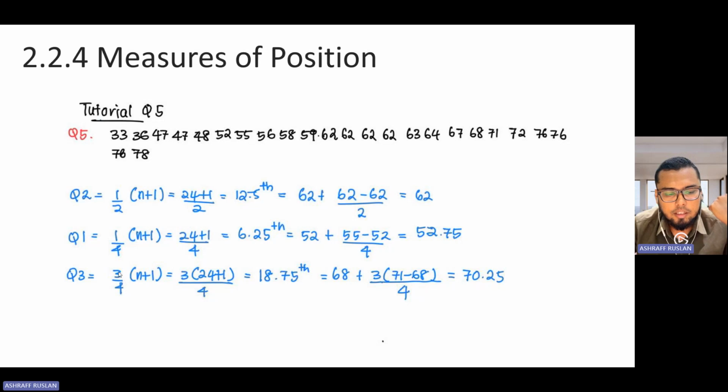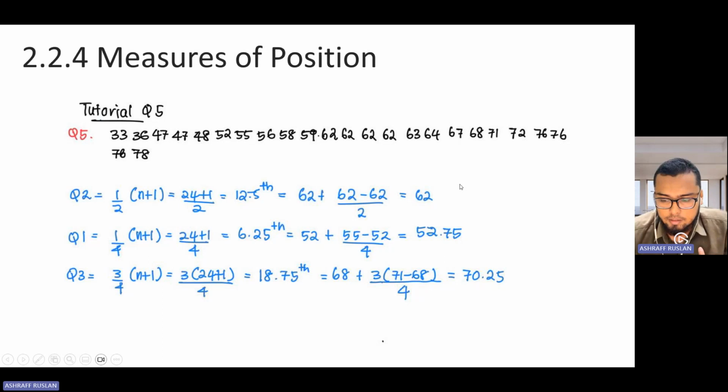Nak bagi faham lagi, tengok third quartile. Okay. Formulanya adalah 3 quarter. So 24 plus 1 times 3/4, we get 18.75 position. So position ke-18, we know that it is 68. But we need another 0.75. After position 18, kita ambil nilai position 19, which is 71, minus 68 times 3/4. So that value is actually 2.25. So 2.25 plus 68 dapatlah 70.25.